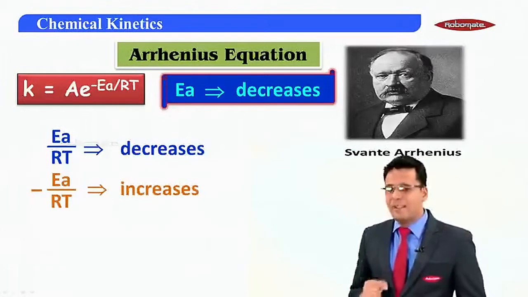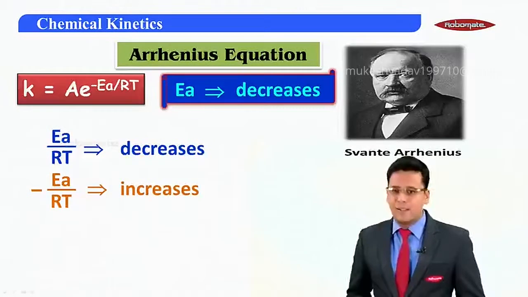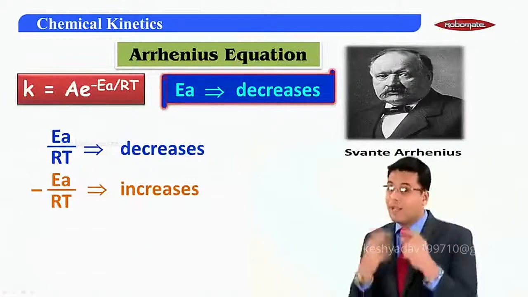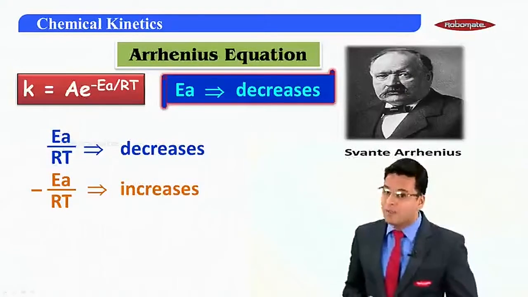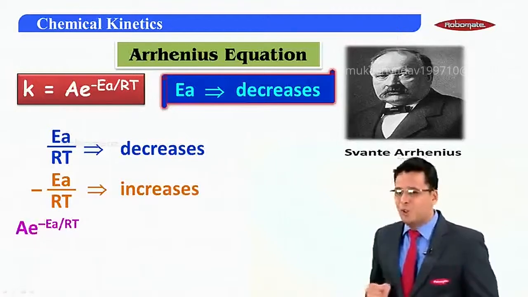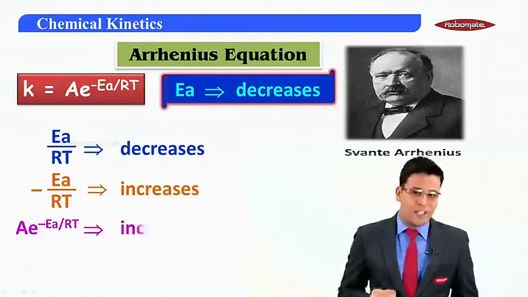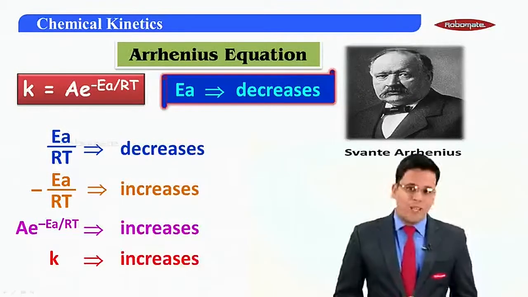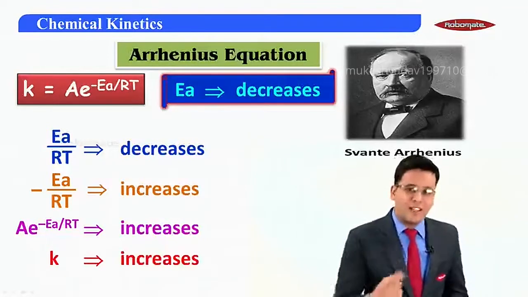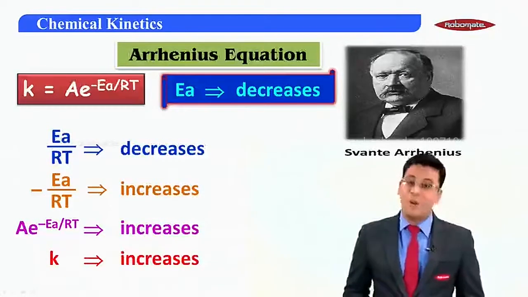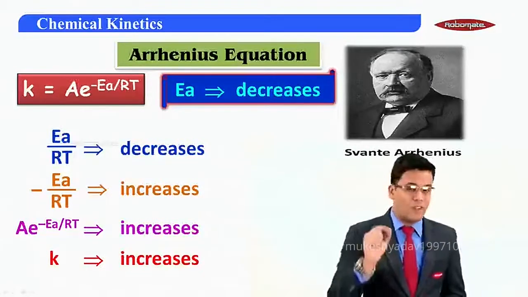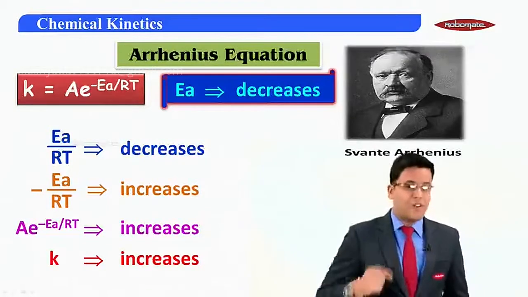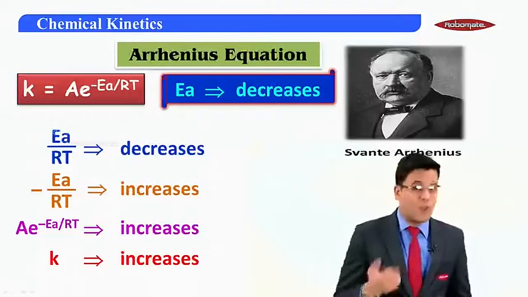Now, when -Ea/RT increases, my dear students, e raised to that whole term, -Ea/RT, will increase, because now the power is more. So you can say that A e^(-Ea/RT) will increase, and because of this, the value of k will now increase. So we have seen how addition of a catalyst drops the activation energy, and because of that, the rate constant increases. So always remember, when you add a catalyst, activation energy decreases, rate increases, and rate constant will also increase.